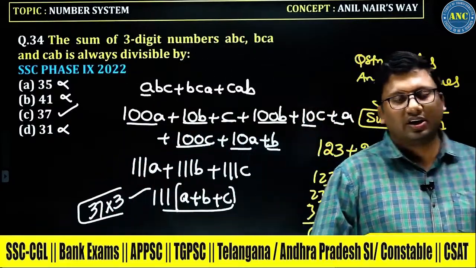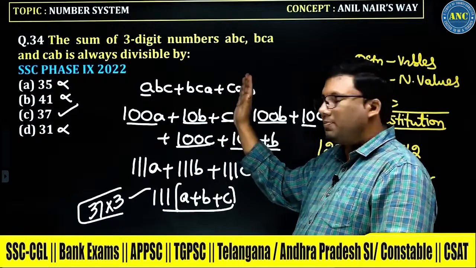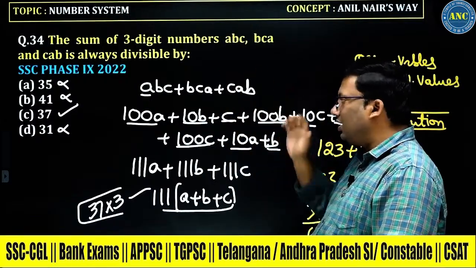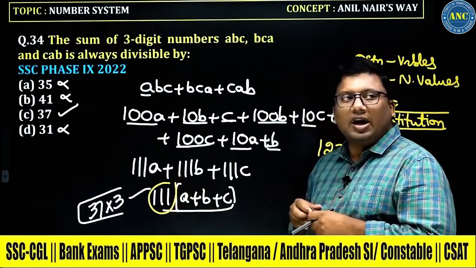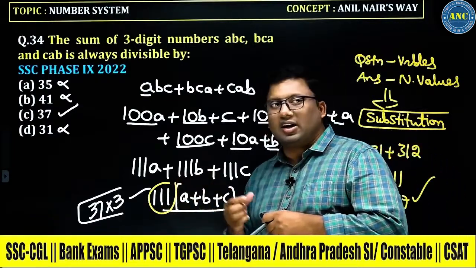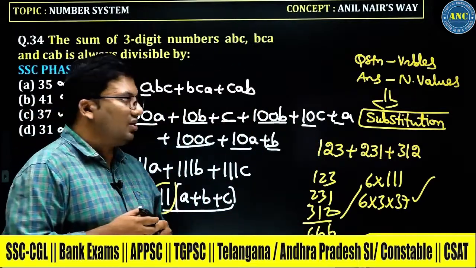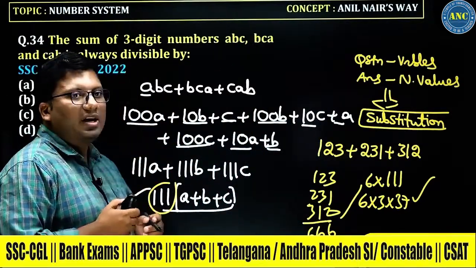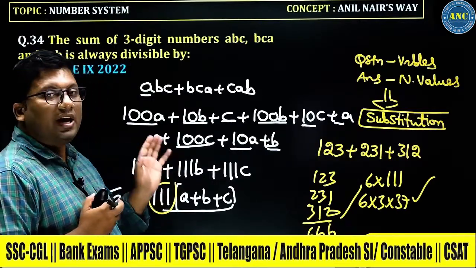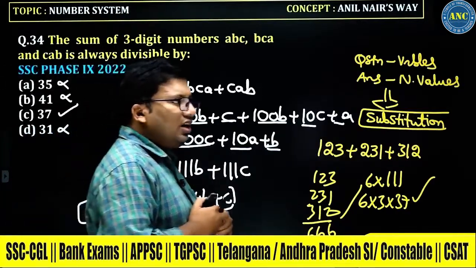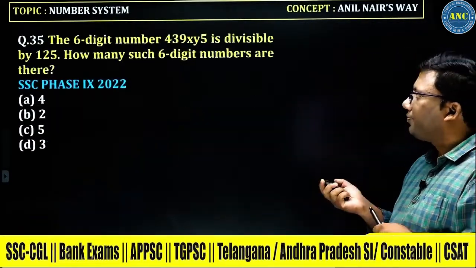Or you can do like this. 100A plus 10B plus C, 100B plus 10C plus A, 100C plus 10A plus B. If I do it, I will get 111 into A plus B plus C. 111 is 37 into 3. The answer is divisible by 37. I hope the idea is very much clear to you. I hope the concept is very much clear to you.